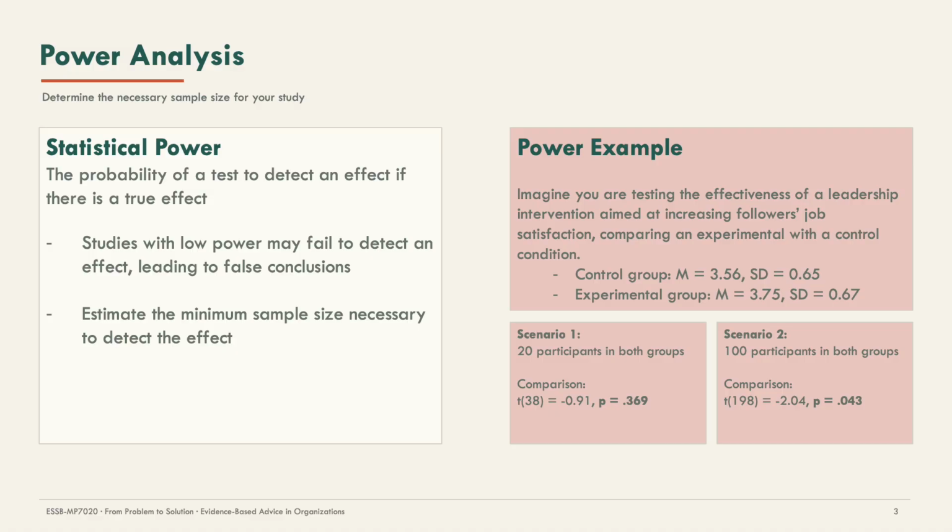Now imagine two scenarios with the same means and standard deviations, but different sample sizes. In the first scenario, we have 20 participants in each group. The difference between the groups is not statistically significant. The p-value is above the conventional threshold of 0.05. In the second scenario, we have 100 participants in each group. With a larger sample, the same difference between the groups is statistically significant. This illustrates an important point. Larger samples make it easier to detect an existing effect. In other words, sample size strongly affects whether a real difference can be identified statistically.